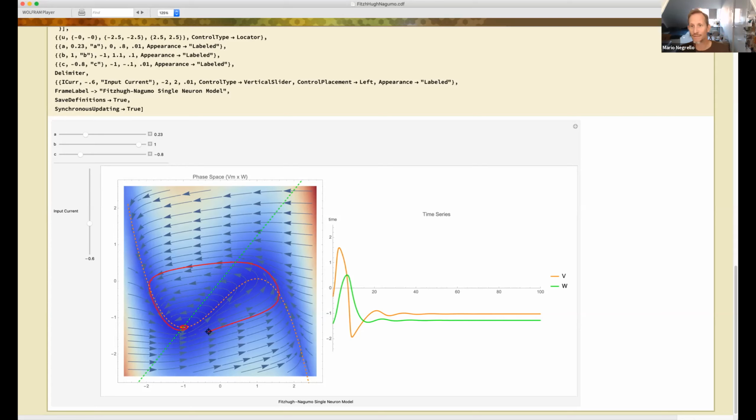Now, first question: do you see the nullcline just by staring at the picture? Do you see the two nullclines? Can you answer yes or no in the chat if you do or do not? Okay, so do you know which one is the V nullcline and which one is the W nullcline?